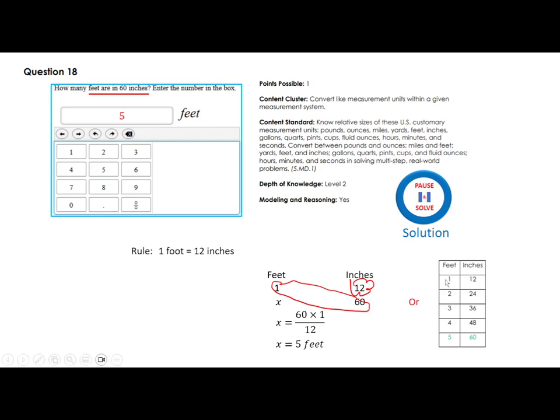Or you can do it like this: 1 foot, 12 inches, 2, 24, 3, 36, 4, 48, 5, 60.